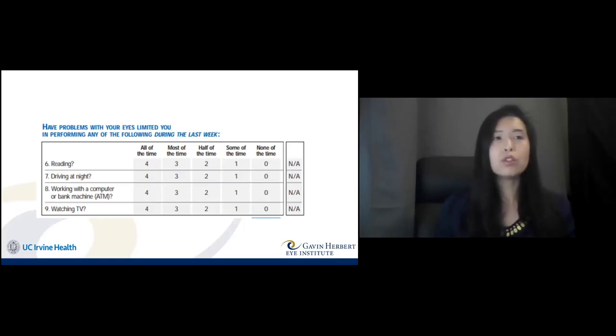Reading, driving at night, working with a computer or a bank ATM machine, and I would add to that a phone or a tablet. And number 9 is watching TV. Okay, so numbers 6, 7, 8, and 9, either write a numerical score, or if, for example, you don't own a car, so you don't drive, you can write not applicable for that.